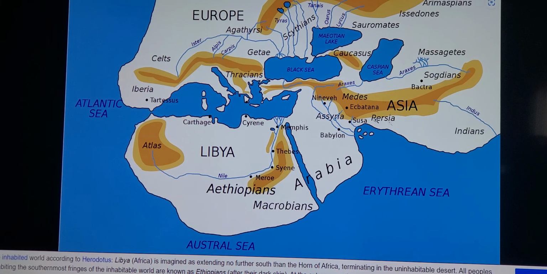Okay? You have the Persians, the Assyrians, Babylon is on here. And look where the Caucasus Mountains is at. Is at the top, right? Remember, the Caucasus Mountains is supposed to be in Africa. All right? So that's an old map. Okay? According to Herodotus. Okay? And it says, all peoples inhabiting the southernmost fringes of the inhabitable world are known as Ethiopians after their dark skin. All right?